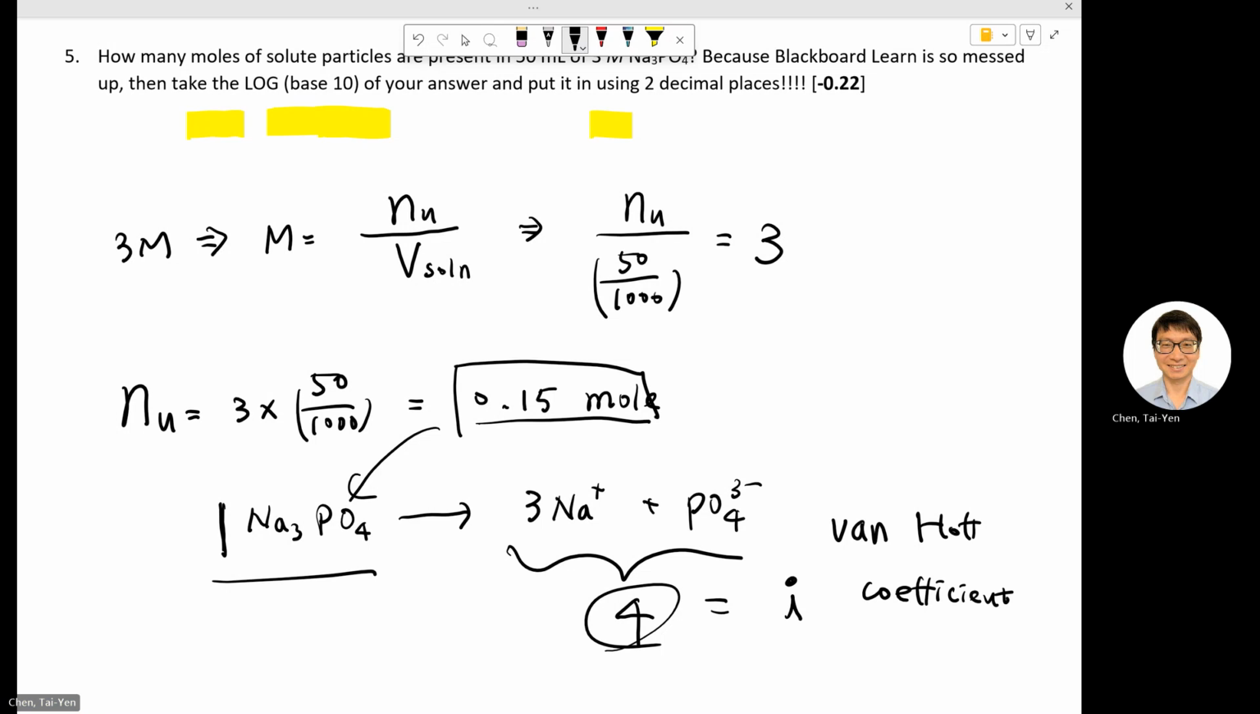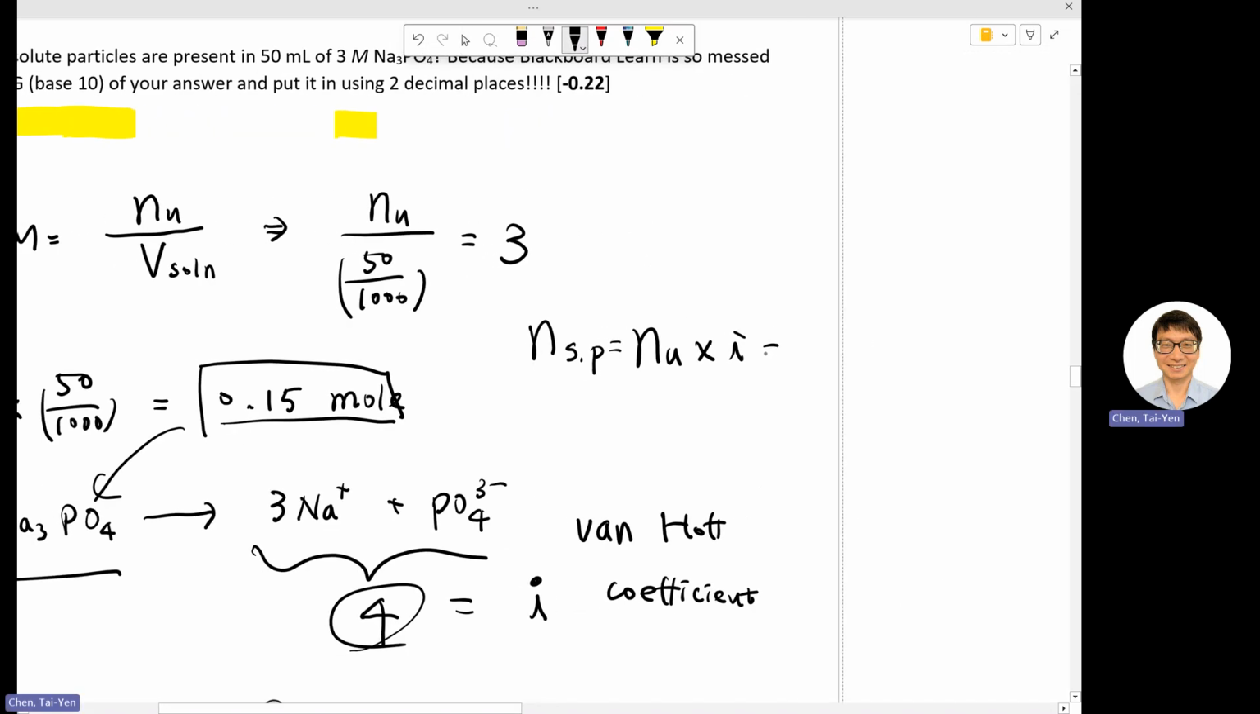Since this specific question asks how many moles of solute particles, the number of moles of your solute particles is going to equal the number of moles of your solute multiplied by your Van't Hoff coefficient. In this case, it equals 0.15 multiplied by 4. That's going to give you a value of 0.6.